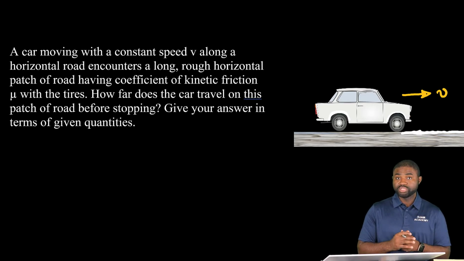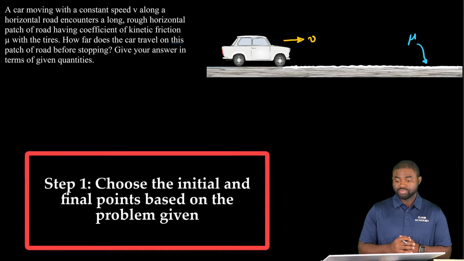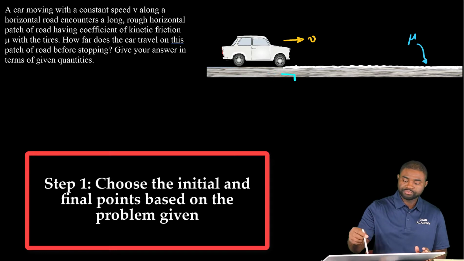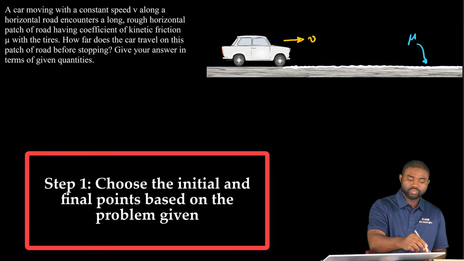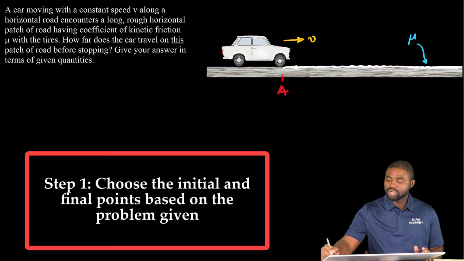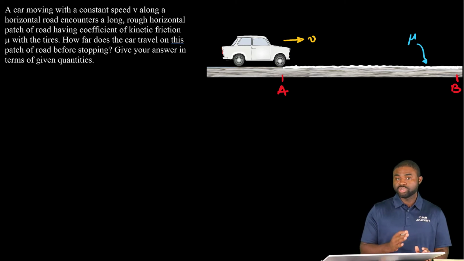Step 1 in applying the Work Kinetic Energy Theorem is to choose two appropriate points, the initial point and the final point. Now, we will choose our initial point A and our final point B. The final point is where the car comes to a stop. The initial point is the point where the car enters the rough patch of road.